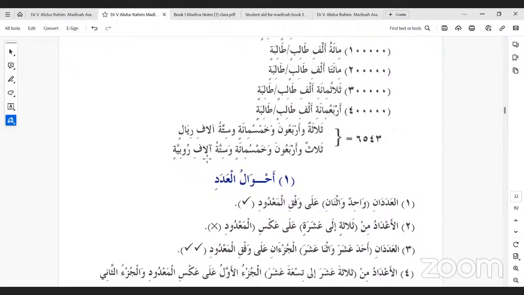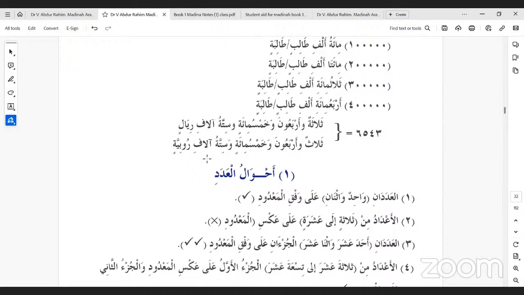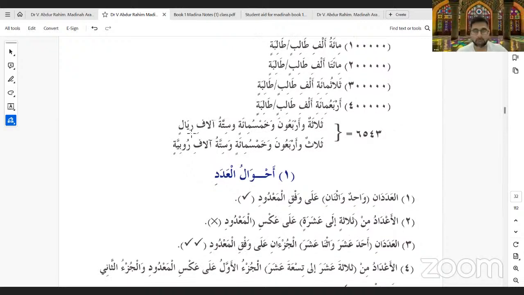So thalathatun wa arba'una, that's 43. Khamsumi'a, that's 500. And then how many? 6,000. So 6,543. So they work the other way around. And because you know that Riyal is masculine and the rupees are feminine.